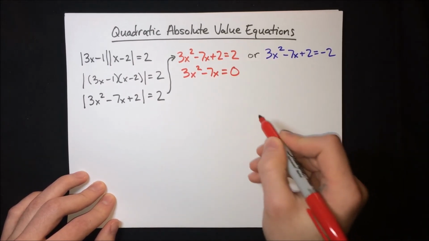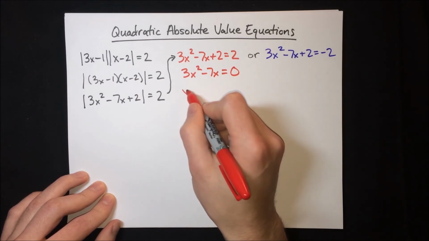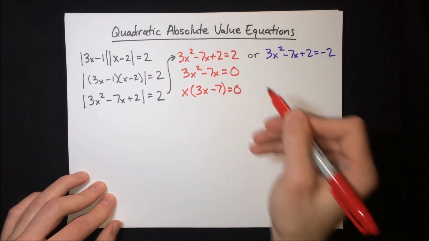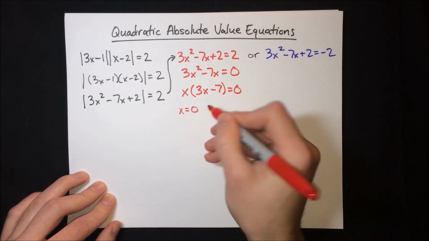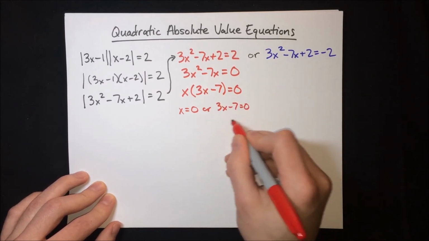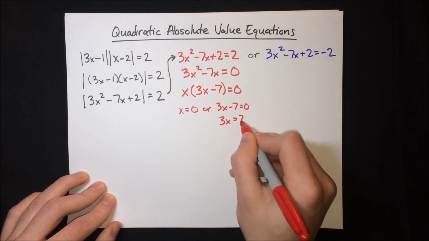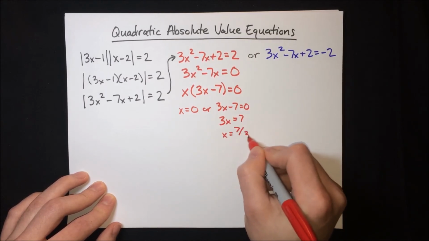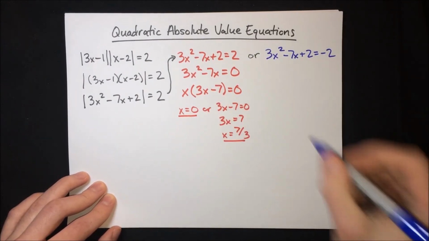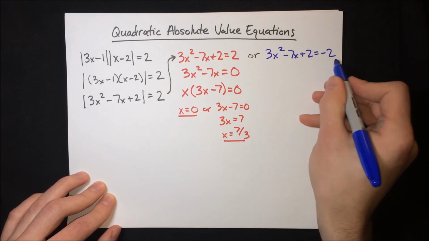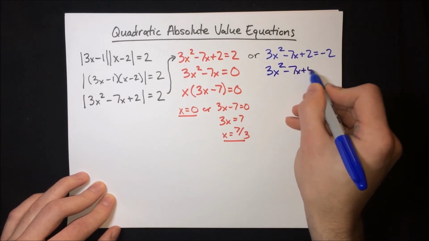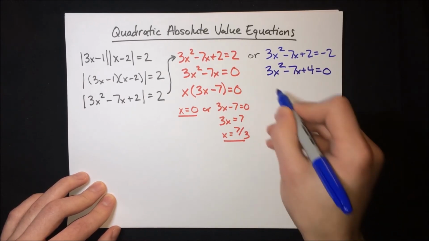to get the quadratic equation equal to 0, and then we can factor this really easily by just pulling out an x. 3x minus 7 equals 0, so either x equals 0 or 3x minus 7 equals 0, and solving this we've got 3x equals 7, x equals 7 over 3. So these are the two solutions for that possibility. Now time to solve the second possibility. We'll add 2 to both sides to get that side equal to 0. And then we'll do the quadratic equation.